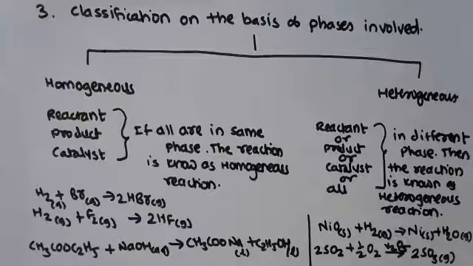So in this way, when all reactants, products and catalyst are in the same phase, the reaction is known as homogeneous. If either of them is in a different phase, or all are in a different phase, then the reaction is known as heterogeneous reaction.